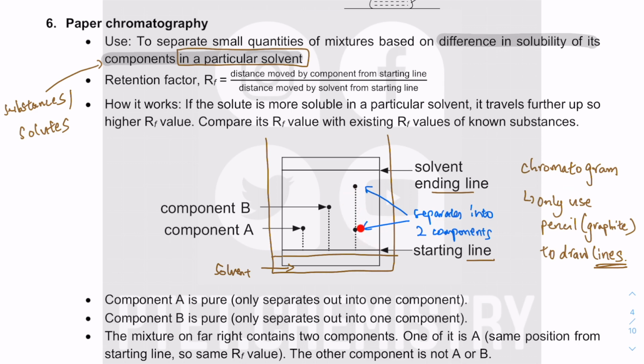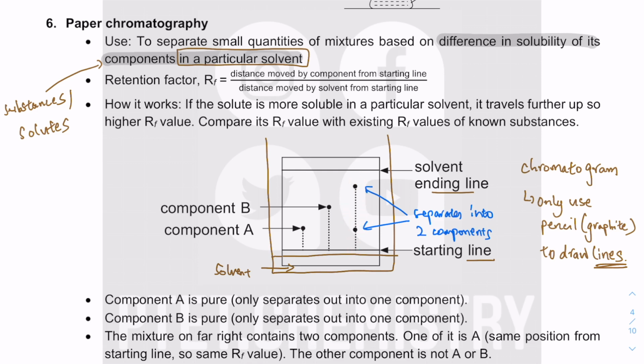Okay, and therefore we can say that this traveled further, so this is more soluble in the solvent compared to this. B has traveled further than A, and B is more soluble in the solvent than A. So what information can you get from all of these? B traveled further than A, B is more soluble in the solvent, which I don't know what it is yet, than A. This particular dot is more soluble than this particular solute or this particular substance, all right? So this is a mixture.